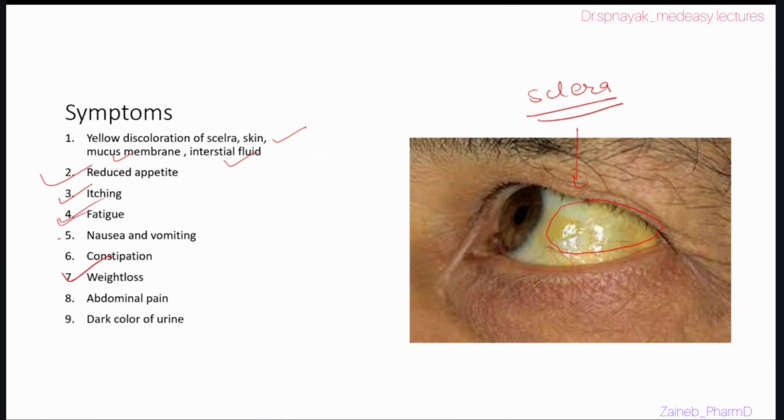The patient may complain of nausea and vomiting. The patient may have constipation, abdominal heaviness, or abdominal pain. And as it is a hyperbilirubinemia, more bilirubin will be excreted in the urine, so the urine will become dark yellow in color. Okay. The patient will have reduced appetite, discoloration of skin, sclera, mucous membrane, interstitial fluid. Some patients may develop itching, fatigue, nausea, vomiting, constipation, weight loss, abdominal pain, and dark color of urine.